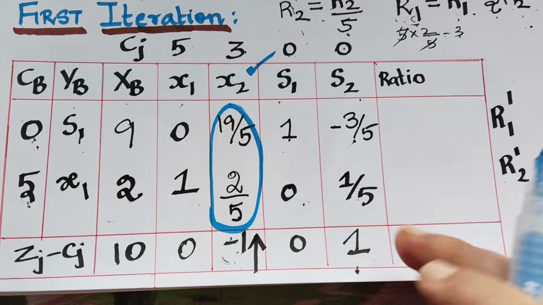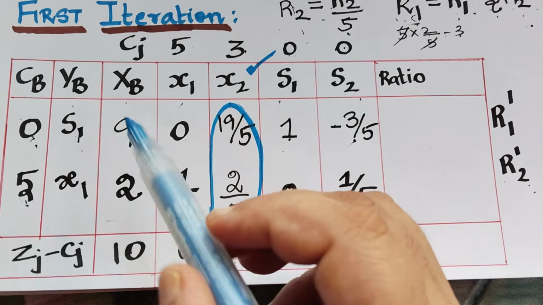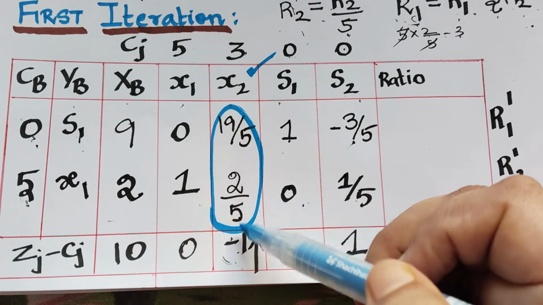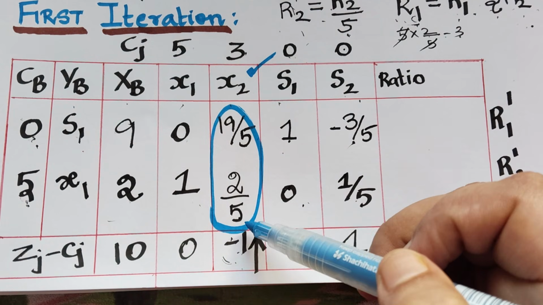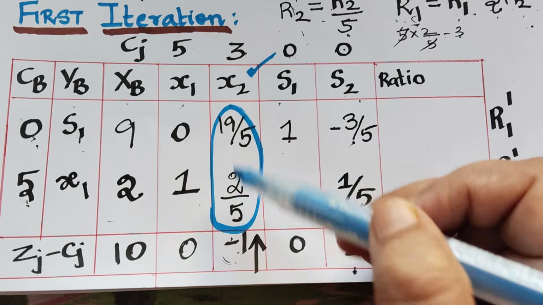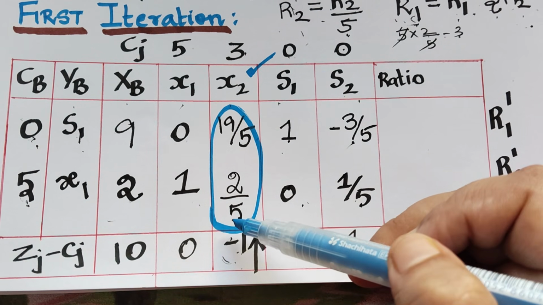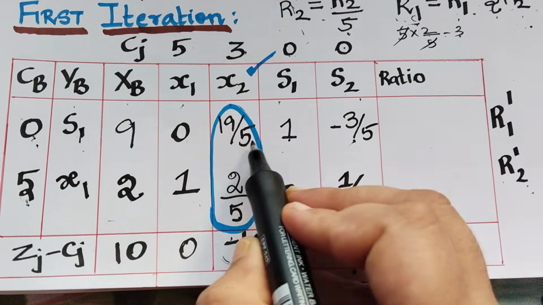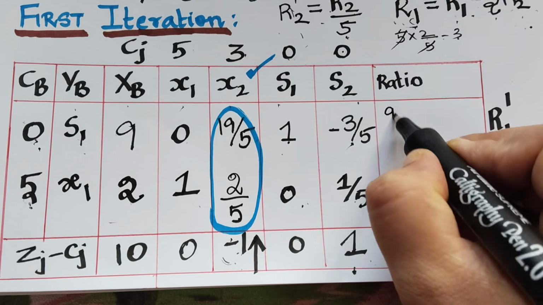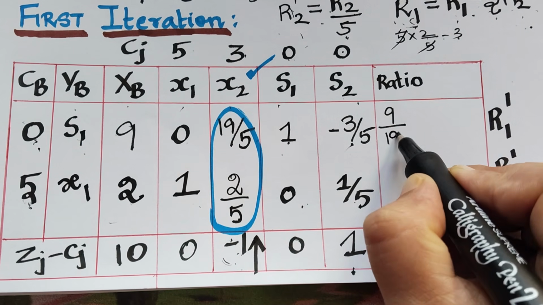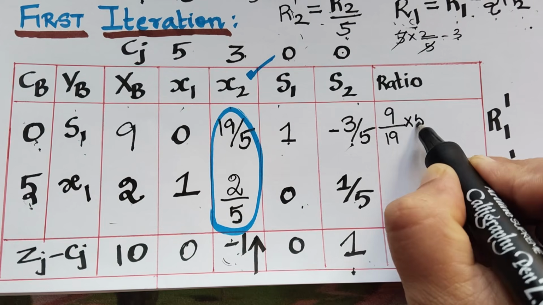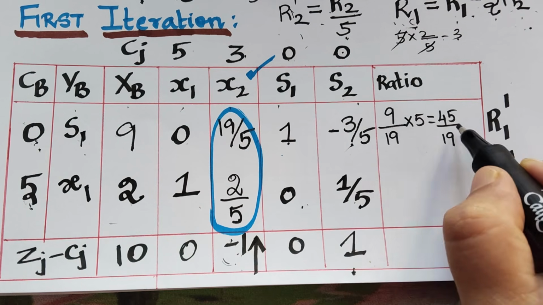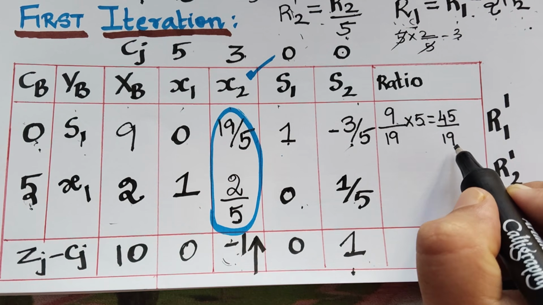In order to find the leaving variable, what should we do? We have to divide the solution space xb by the value of the entering column, that is the pivotal column, and only for the positive values of the pivotal column. Now if you see, both the values are positive here, so we have to find the ratio for both the values. So for this, the ratio will be 9 divided by 19 by 5. So 19 by 5 can be written here like this. So it will be 45 divided by 19. The ratio is 9 5 times is 45 divided by 19.